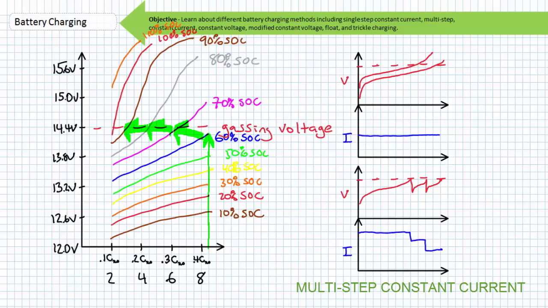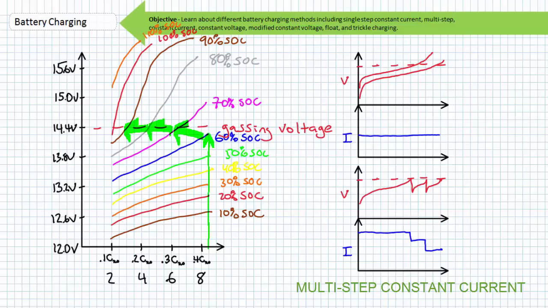This method is known as multi-step constant current charging. This method is faster, however necessitates a slightly more complex charger. The voltage of a deeply discharged battery undergoing a multi-step constant current charge would steadily increase to the gassing voltage while in the first high current stage.